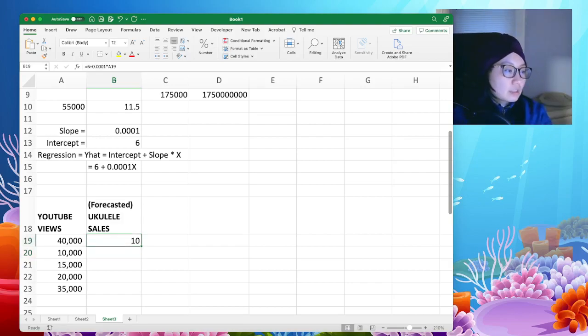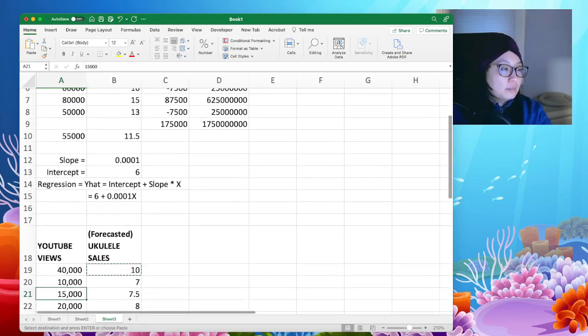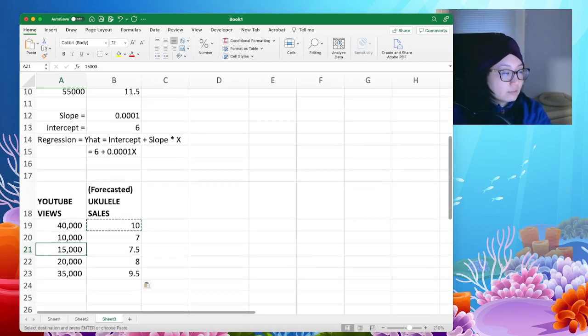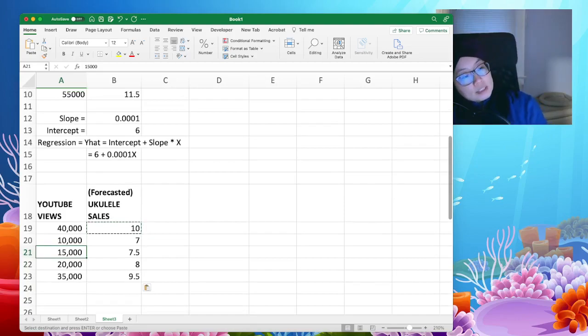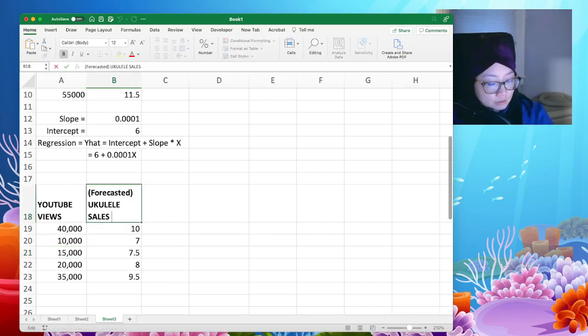Okay, so let's copy this formula down the page, and we'll see that if we have 10,000 views, we'll have 7 sales, 15,000, 7.5, which is nonsensical. It may be closer to the floor as opposed to the ceiling for that figure. In any case, this is the forecast value. We give you an indication of between 7 or 8, I guess, because you can't sell half of an instrument. Anyway, so this is the y hat value.